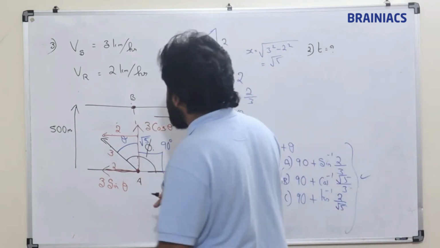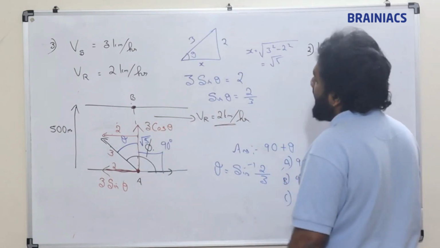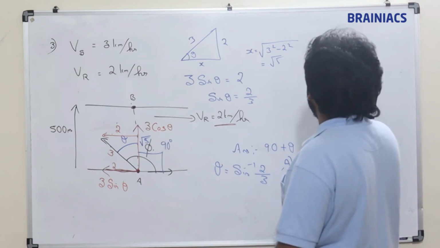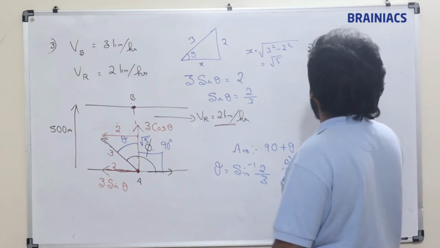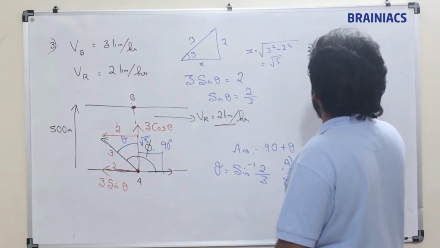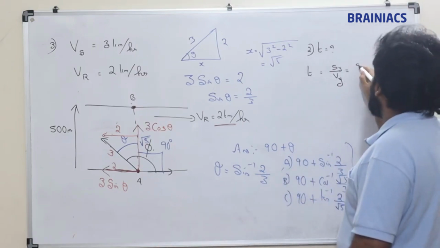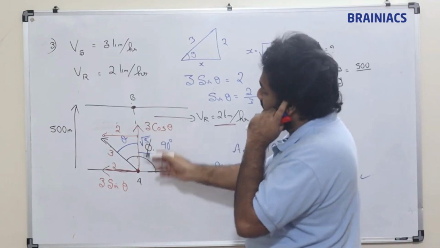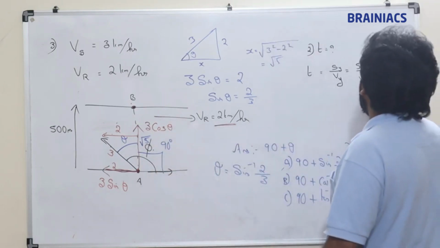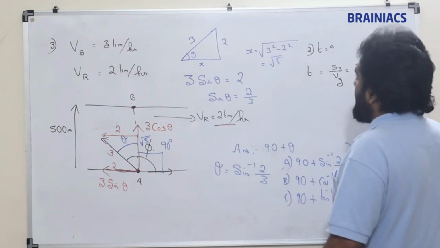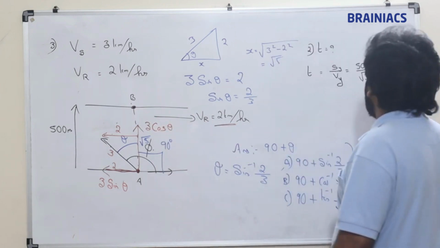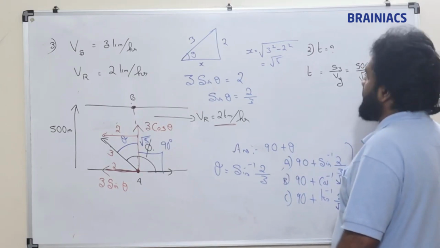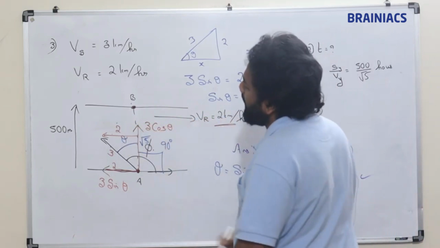So now everything is available. It is easy to find the time. So time is equal to S by T, Sy by Vy. So 500 is the width, and what is Vy? Vy is nothing but this component of velocity. So this could be root 5 km per hour. So 500 meter wide.